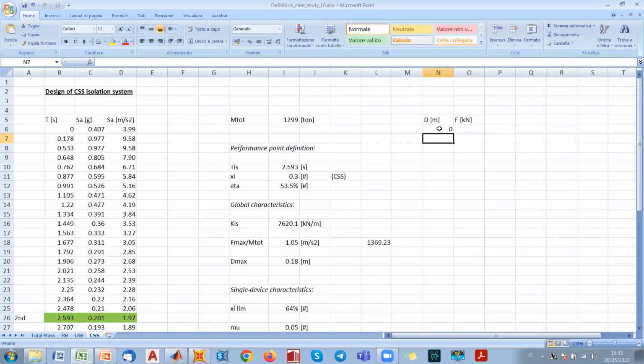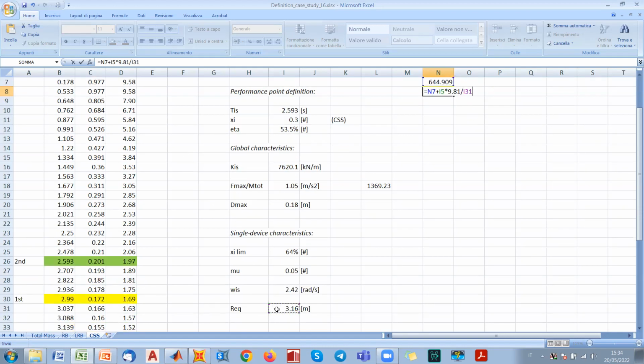Then we start from 0. Okay, this is just a theoretical hysteresis loop. So this is not the single device, but let's consider the total isolation system. Then afterwards we have the maximum force, which is the weight, mass times 9.81, so the gravity acceleration, times the design value of friction coefficient. Then we have the frictional force plus the recentering contribution. So we have the weight times 9.81 divided by the equivalent radius of curvature times the displacement.